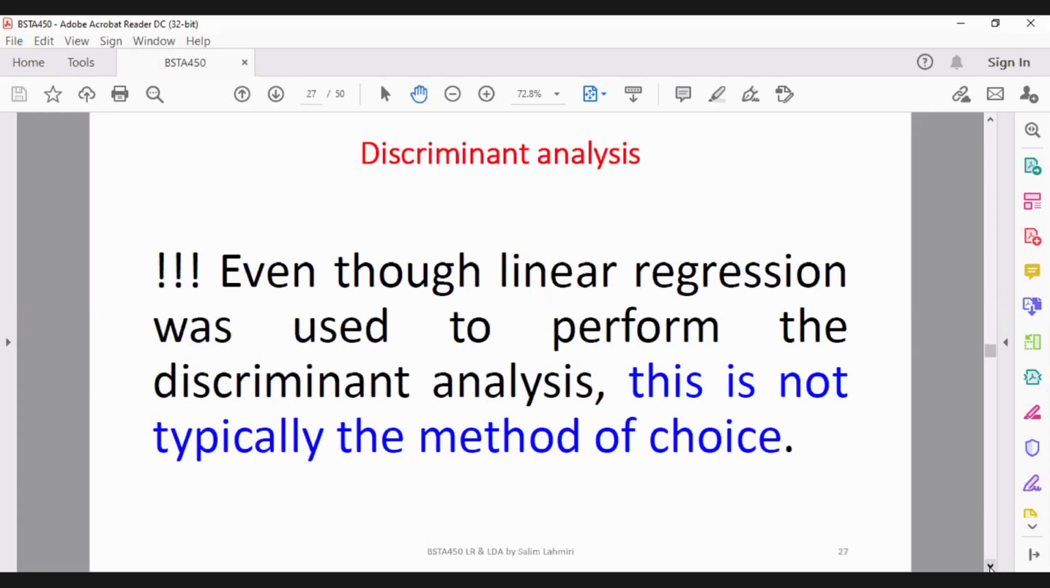So even though linear regression can be used to perform discriminant analysis, this is not typically the method of choice. There are some other methods which are nonlinear and very powerful, which can be used to discriminate between class 0 and class 1.